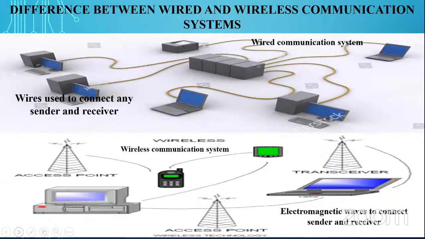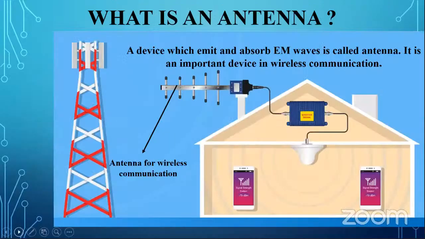In a wired communication system, we connect sender and receiver through wires with a physical network. In a wireless system, we connect sender and receiver through electromagnetic waves, with no physical connection present. In that case, a device that emits and absorbs electromagnetic waves is called an antenna, and the antenna is an important device in wireless communications.